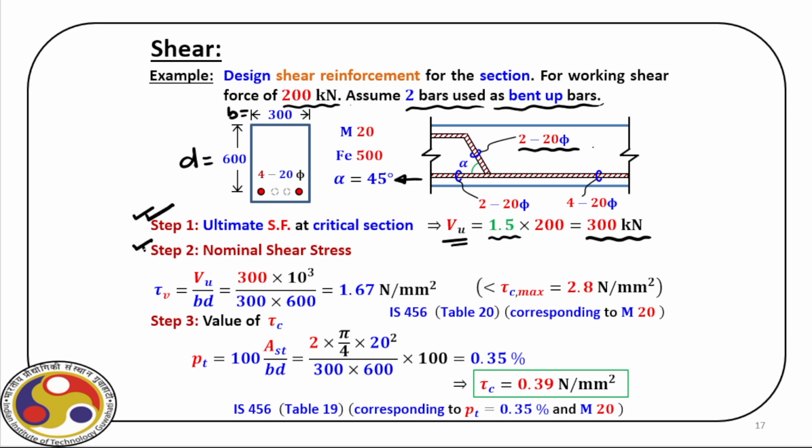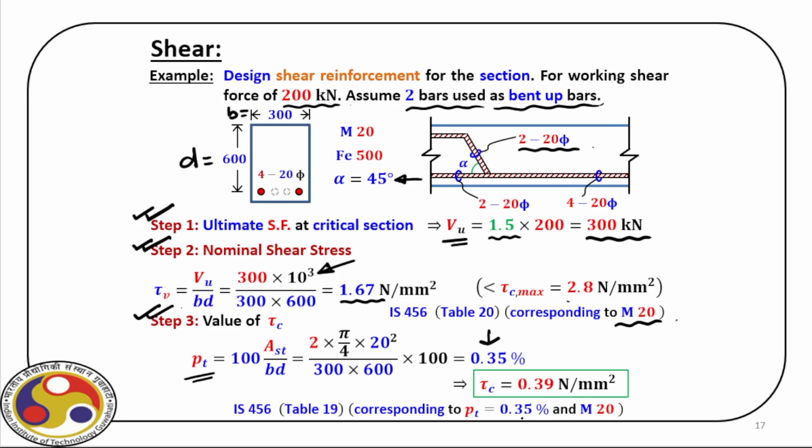Next step, we find out the nominal value of the shear stress, that is tau V, which is equal to VU by BD. Now what we have here is 300 into 10 to the power 3 divided by BD, and then ultimately we get 1.67 Newton per millimeter square. Now for the grade of concrete M20, tau C max is 2.8. So tau V is less than tau C max. Next step is, let us find out tau C. For that we need to calculate PT, the percentage of steel, and here the percentage of steel is actually 0.35.